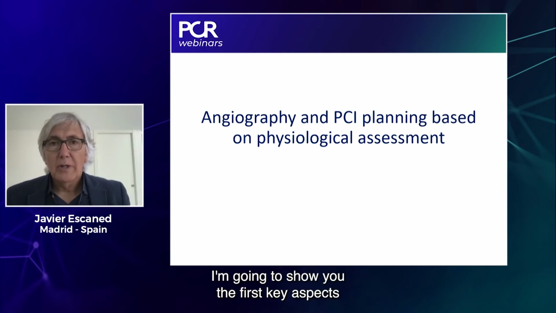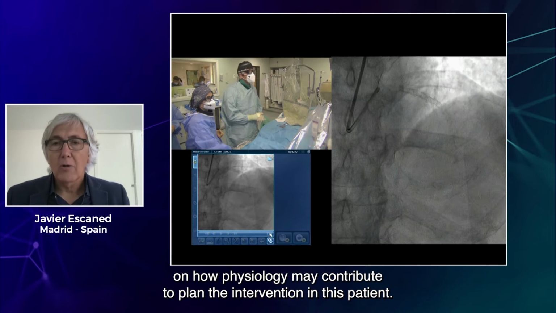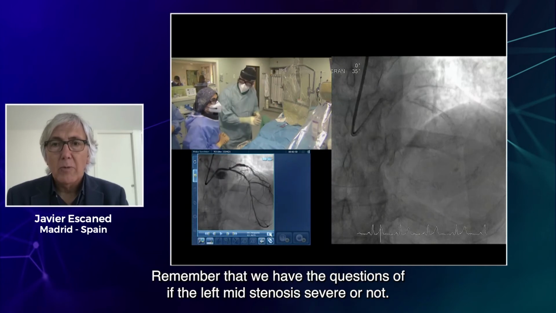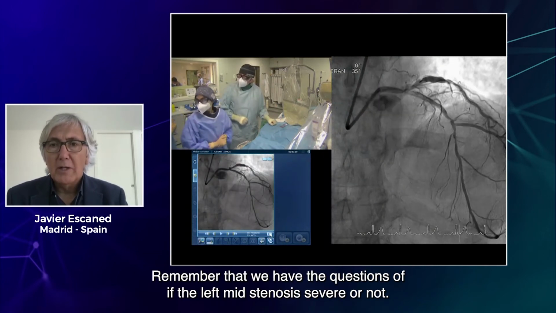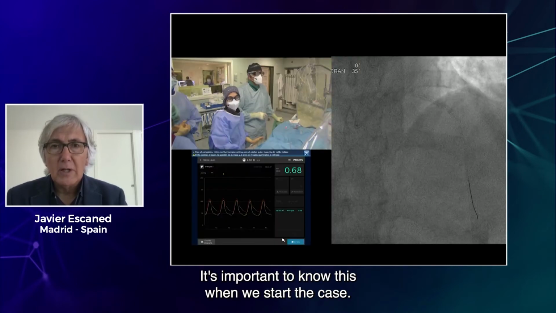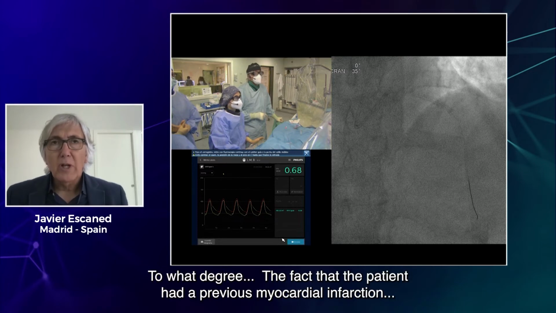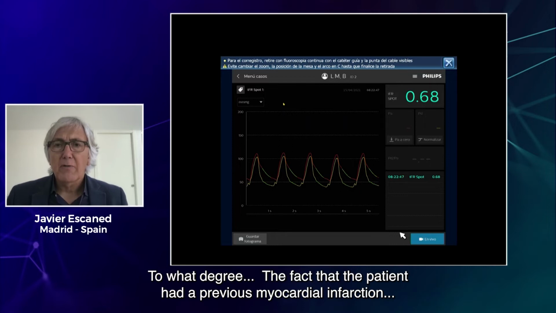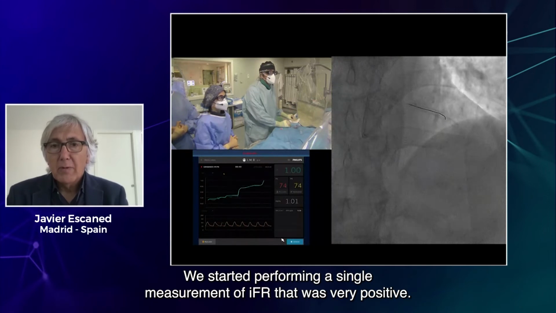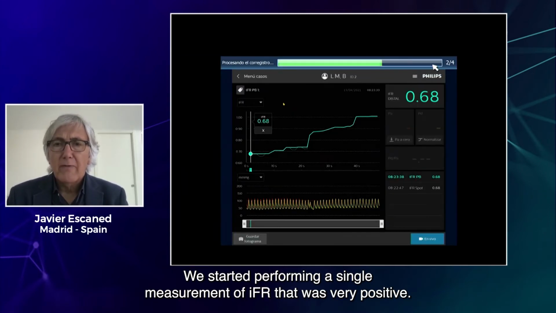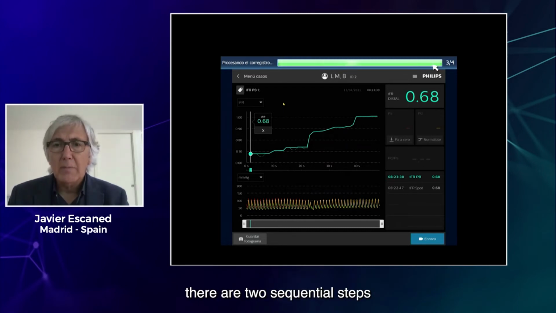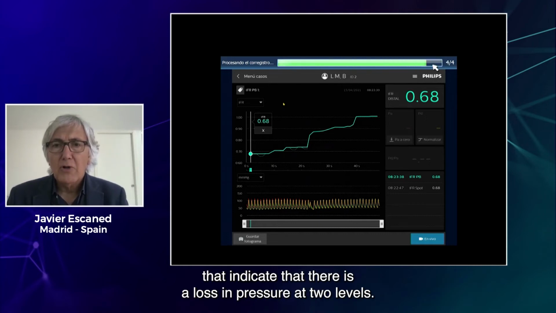So I'm going to show you the first key aspect revealing how physiology may contribute to plan the intervention in this patient. Remember that we have the question of, well, is this left main stenosis severe or not? It's important to know this when we, of course, start doing the case, to what degree the fact that the patient had previous myocardial infarction is making these stenoses not relevant. So we start performing a single measurement of iFR that was very positive. Not only that, you can see that in the pullback, there are two sequential steps that indicate that there is a loss in pressure at two levels.